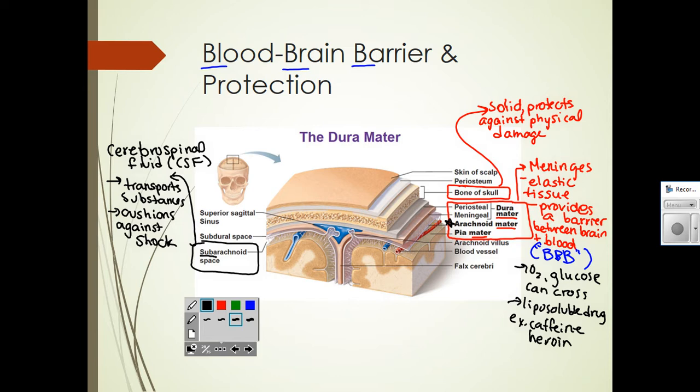So there are some other things that are labeled here just so that you can see them. For example, you can see where the blood vessels are. If you look at where they are, they're in between the arachnoid and the pia. So your brain tissue is separated from blood vessels by those meninges.